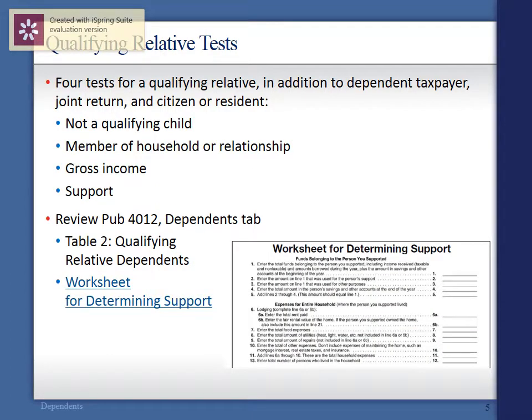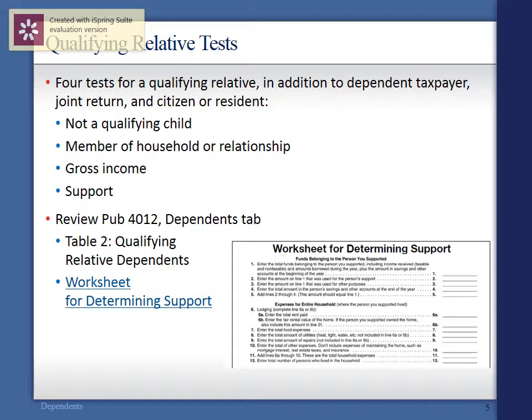The qualifying relative test has four different components that are directly related to it. Now remember, I noted that we must start with the qualifying child test, and then if the dependent fails that particular test, we will then apply the qualifying relative test. Specifically, we're going to look at whether the potential dependent is a qualifying child of someone else. If the dependent may be a qualifying child of someone else, then our taxpayer cannot claim this person as a dependent.